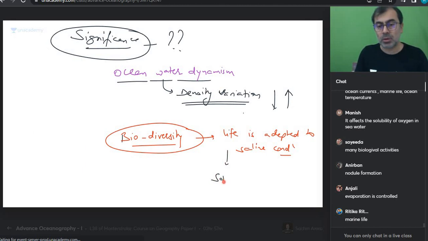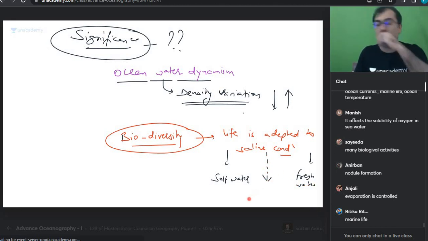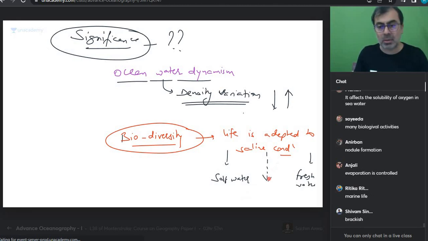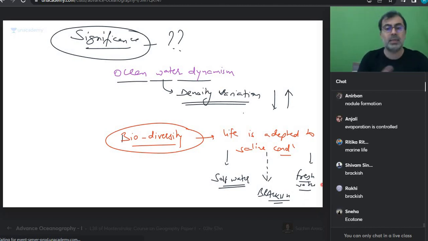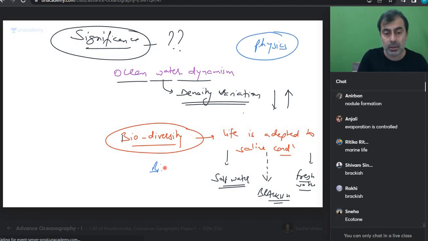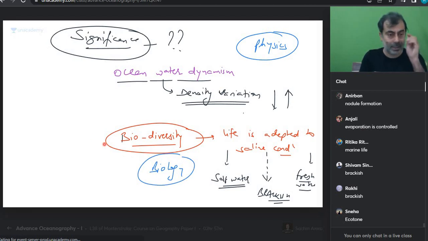So we have heard of salt water. We have heard of fresh water. True. And there is an intermediate water which happens at the mouth of a river where mixing is happening. And what is that called? Brackish water. So different species, different plants and animals, have adapted very well to this. So can I say the bio part of it and the physical part of it? Physics of the ocean, biology of the ocean, and can I also say chemistry of the ocean?